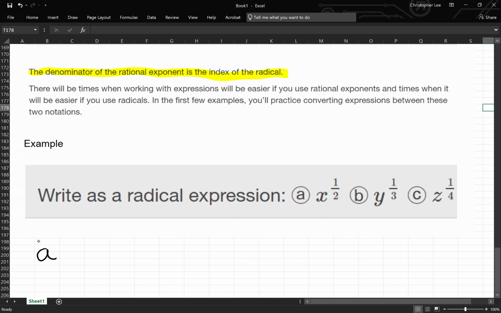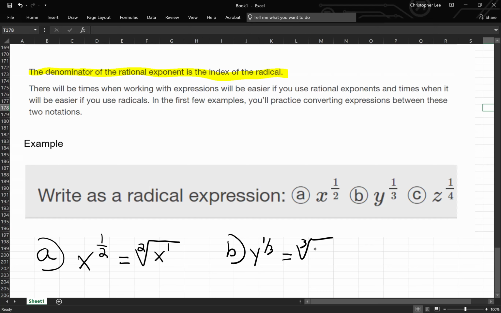So for A, I have x raised to the 1/2 power. The denominator of the exponent is the index. So this is denominator 2. So this is a square root of x to the 1 power, right? That's it. That's the answer for A. What about B? I have y to the 1/3 power. What's the answer? Go ahead. All right, so the cube root of y.